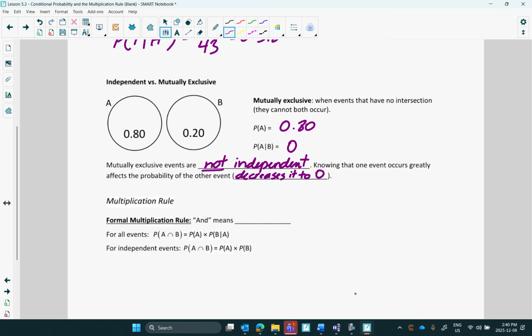Like we talk about independence when we talk about conditional probability. We talk about mutually exclusive when we talk about or, when we use the addition rule. Okay? They're really two separate things.